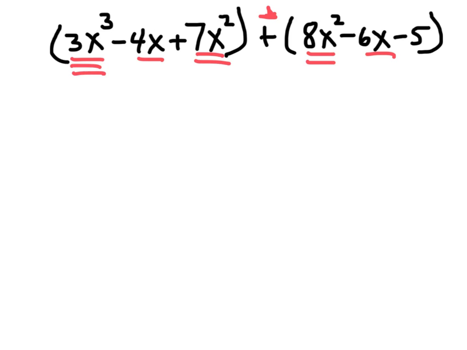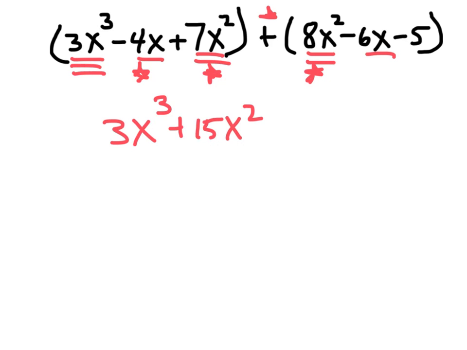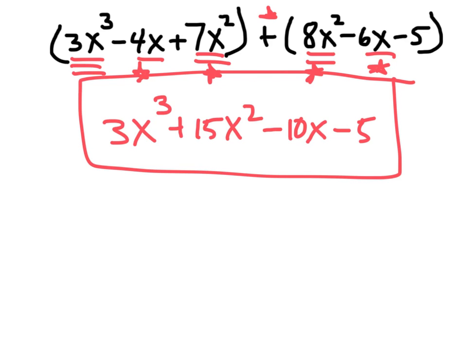Combining like terms, I'll have 3x to the third. Then combining the squares, I have 7 of the x squares plus 8 of the x squares, so altogether 15 of the x squares. And then take away 4x, take away 6x, so minus 10x. And finally minus 5 at the end. So there's my final answer. I have 4 unlike terms, so I am done.